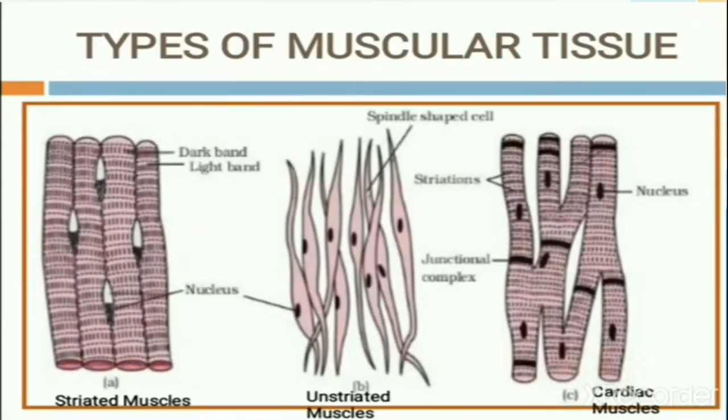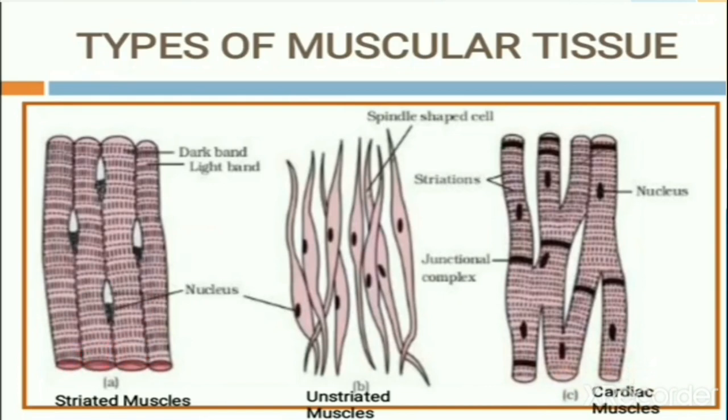Okay, so let us discuss the structure of these 3 types of muscular tissue. On the basis of structure, we have other names for the same: voluntary muscle, involuntary muscle, and cardiac muscle. We can say voluntary muscles are called striated muscles, and involuntary muscles are called unstriated muscles. And the third category is cardiac. So what is the meaning of striated? You can see that in striated muscles there are black and white colored bands on them. Okay, they have striations.